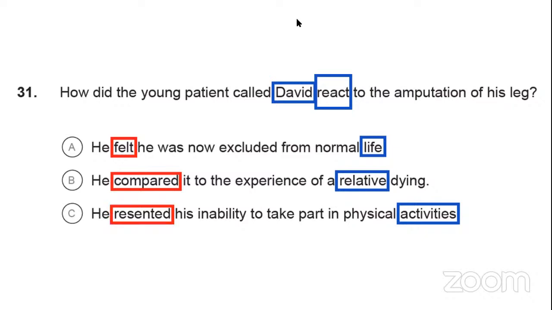Yes. Now focus on this particular area. Reaction. Reaction to life, or reaction comparison with a relative's death, and reaction regarding his inability to participate in physical activities. So is he talking about life itself, or is he talking about somebody else, a relative, or is he talking about physical activities? Okay, or is it his feelings or comparison or resentment? Anyone you can take there. So both these things you can be confident.